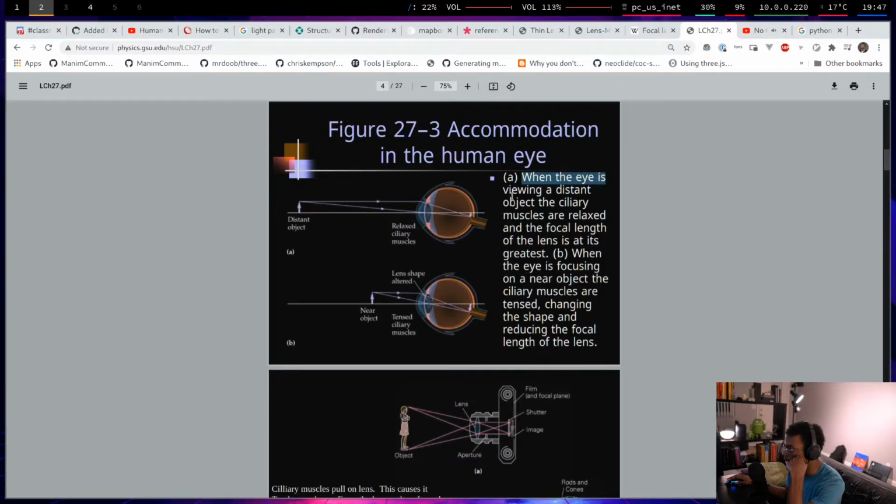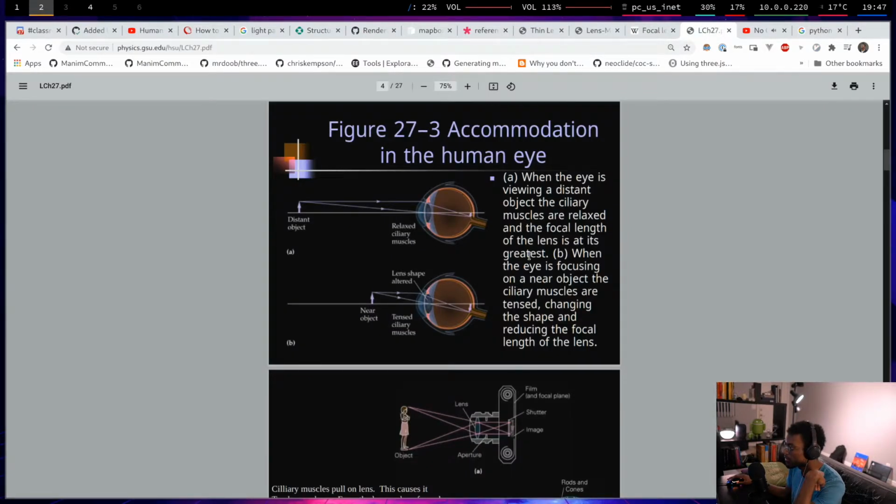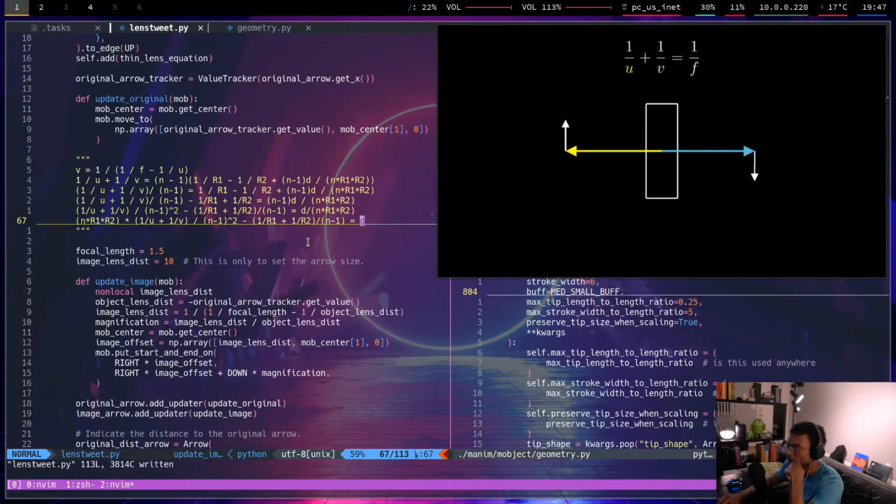When the eye is viewing a distant object, the focal length is at its greatest. That means 1 over f is at its smallest, which means this is at its smallest, which means D is smaller. So the lens, if I'm following this right, the lens in your eye becomes less thick when you focus on something further away. Which makes sense since D is proportional to 1 over U.